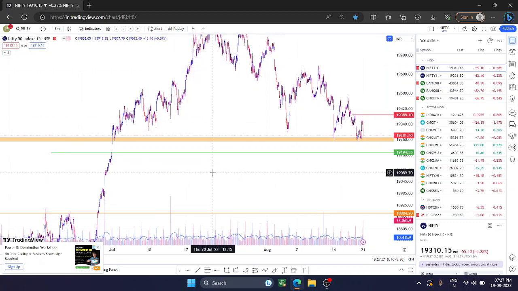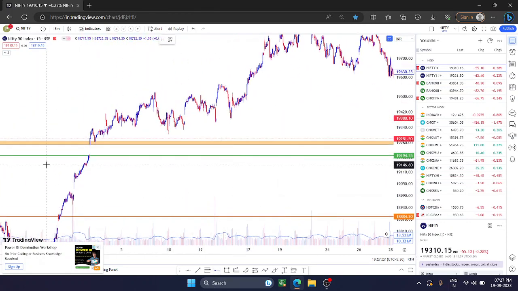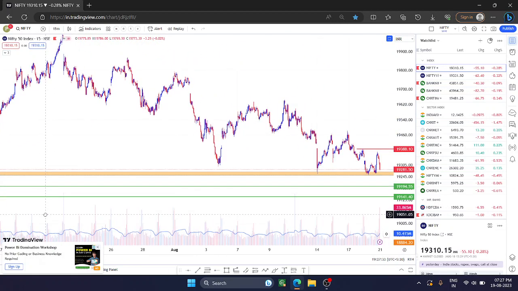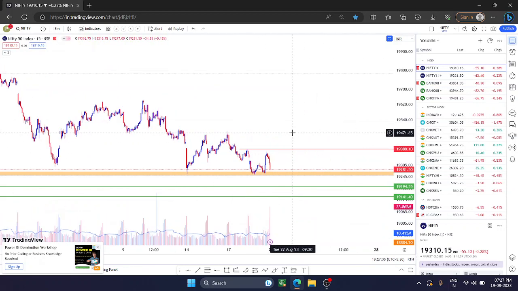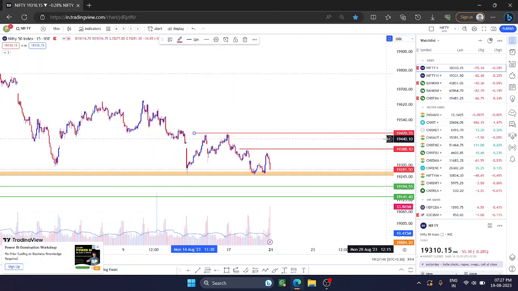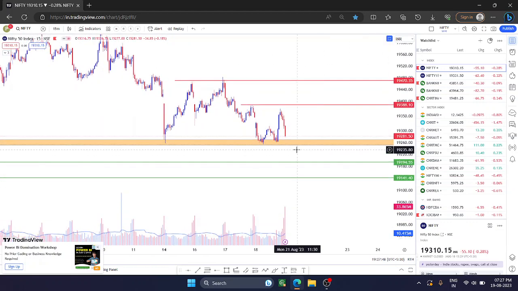So for that reason, 19,194 is the next support area for Nifty, and below that 19,141 will be our next support. And if we talk about the resistance area, it is 19,388, and above that the zone is somewhere around 19,470. Okay, so this is the level for Nifty to watch very carefully.